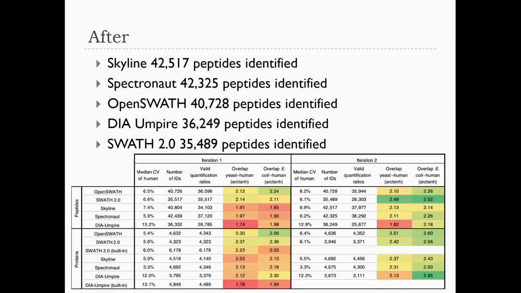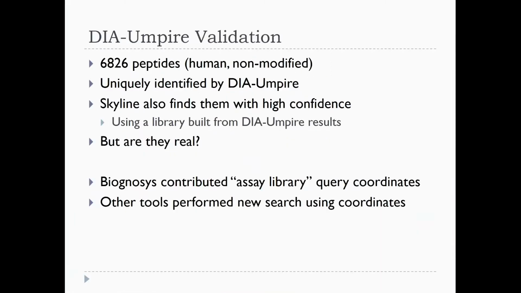And DIA-Umpire had 2.18 and 2.14 and 2.26, and I think we're quibbling over very small amounts of precision on the quantitative values. But yeah, this was a pretty good result in the end.